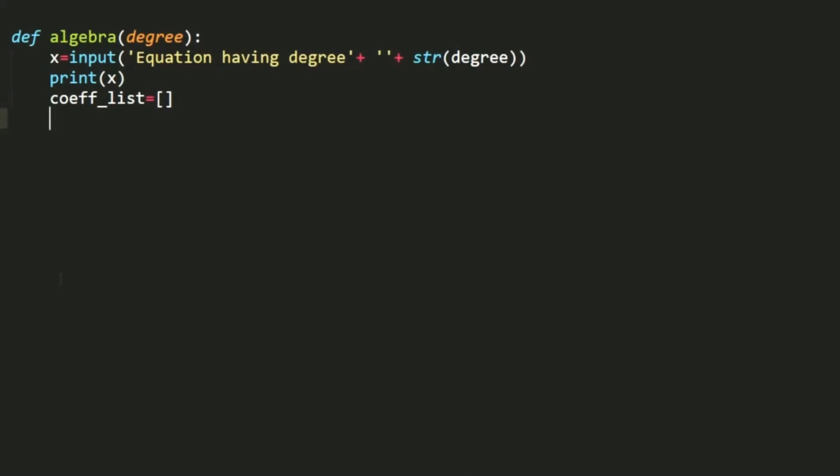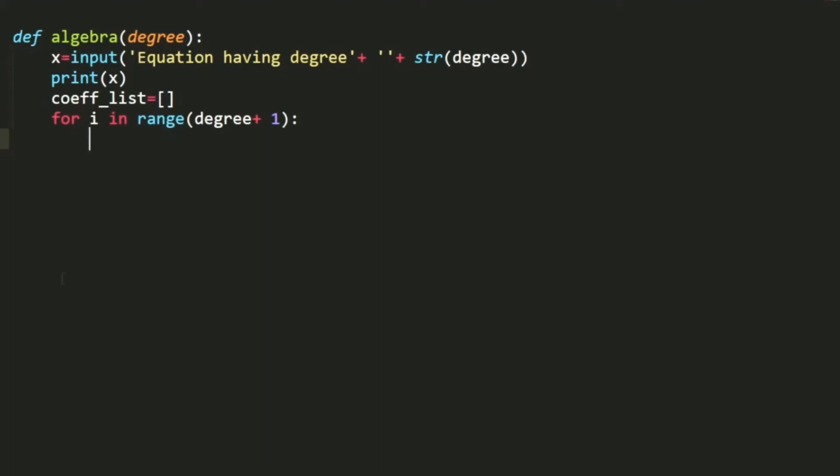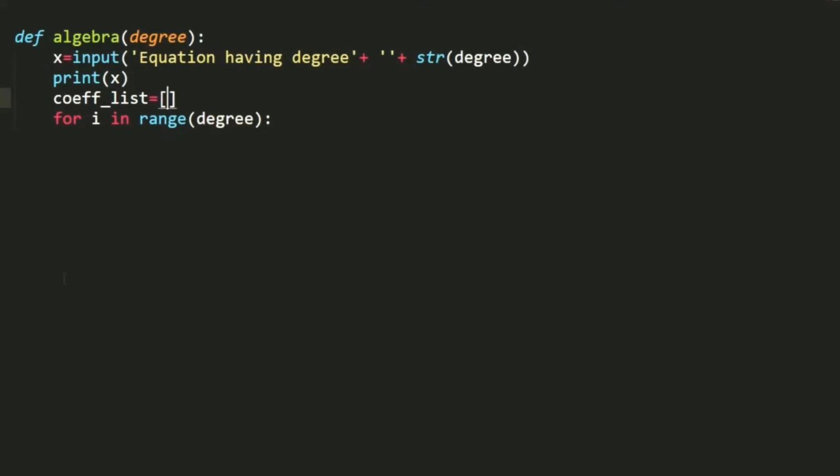Okay, so a coefficient list, and then we're gonna say for loop, for i in range of degree plus 1. Whatever the degree, maybe if the degree is 2, then 0, 1, 2, we have 3 coefficients. If we put only degree here and the degree is 2, the loop executes only 2 times, 0, 1. But if we have an equation of degree 2, we need 3 coefficients, so we need to execute our loop 3 times. So we say degree plus 1. I think you can understand this.